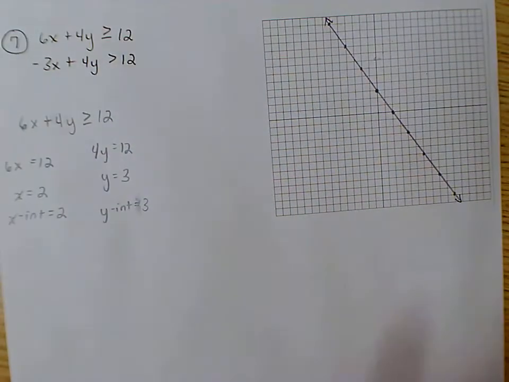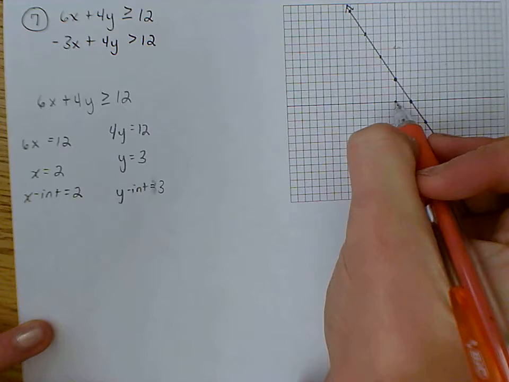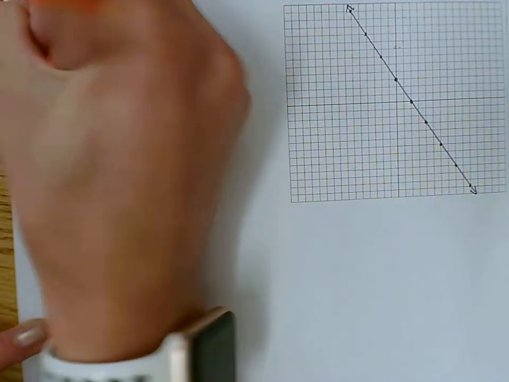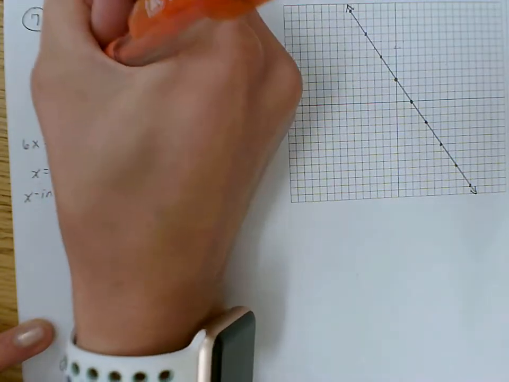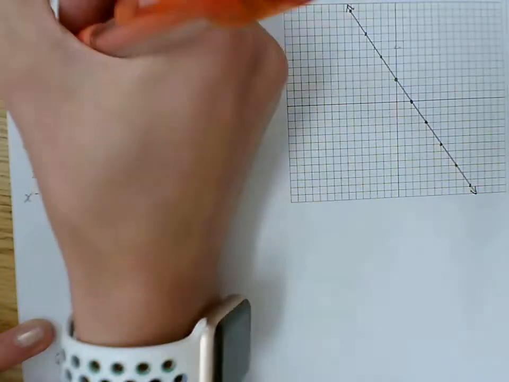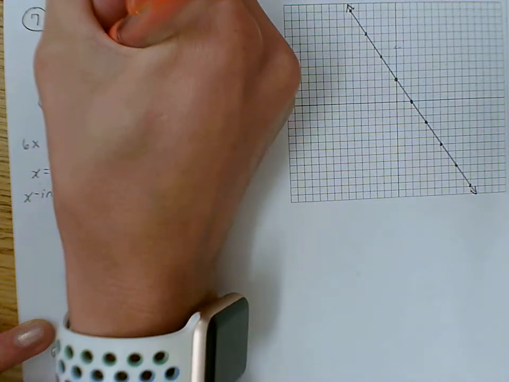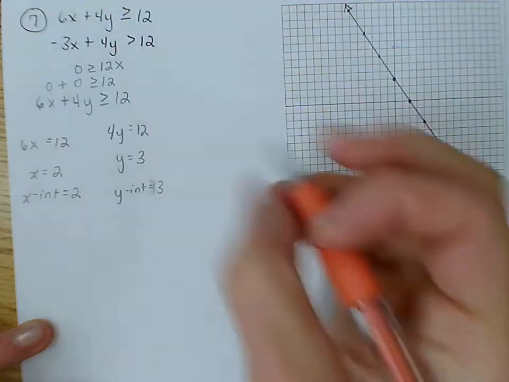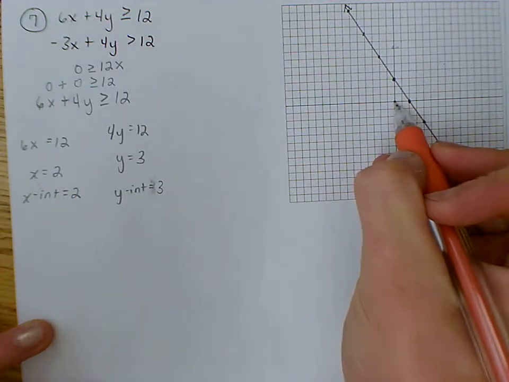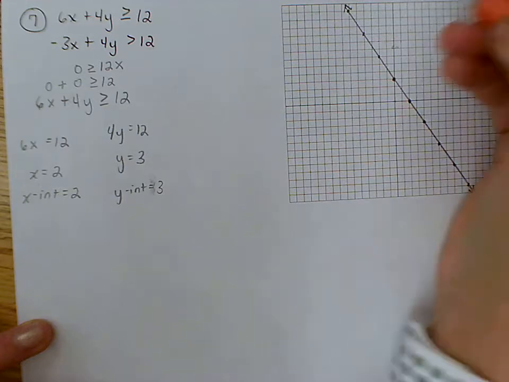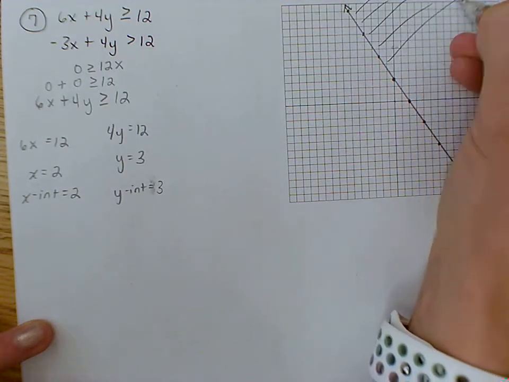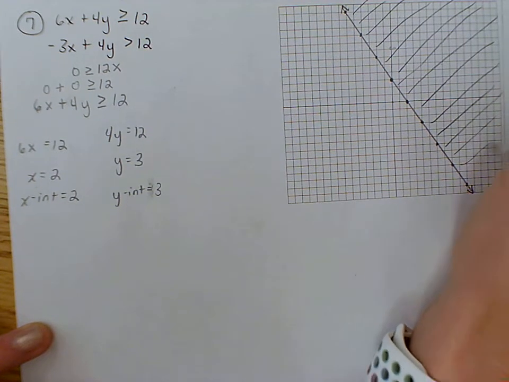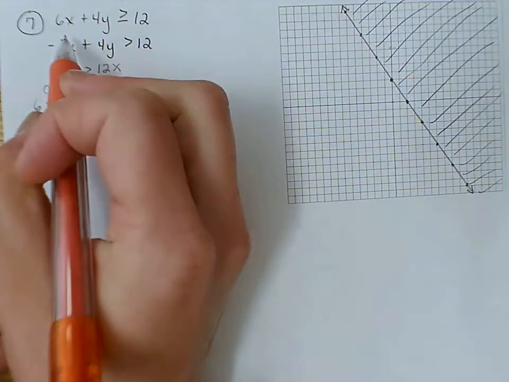This one you have to actually plug in that test point. So I'm going to choose the point 0, 0 and plug it in. So 0 times 6 would be 0, 0 times 4 is 0. I'm going to see, does that work? So is 0 greater than or equal to 12? And it is not. That means that side will not work, so I shade the opposite side. Any point on this side of this line would work as a solution to this.